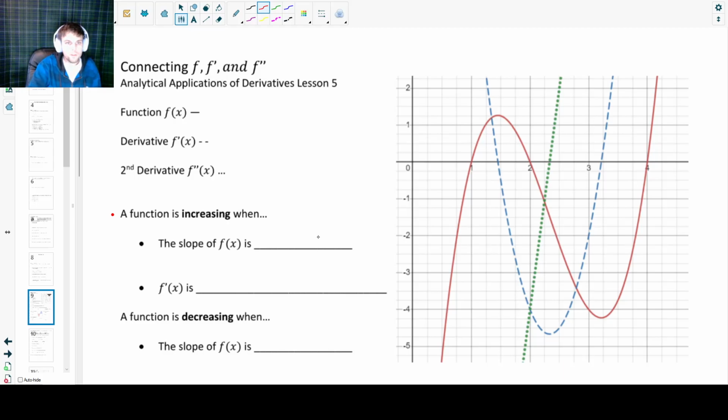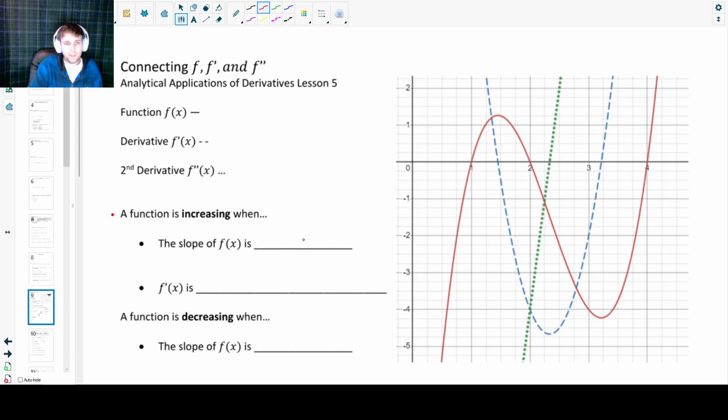All right, welcome to lesson 5. We're going to be looking at connecting f, f prime, and f double prime, specifically the connections between the graphs of these different functions. So we have our original function f of x, which is this red graph here, our derivative, which is this blue dashed graph, and then finally the second derivative, which is this dotted line here. Some of these things are going to be reviewing concepts that we've already talked about up to this point, but mostly focusing on the graphs.